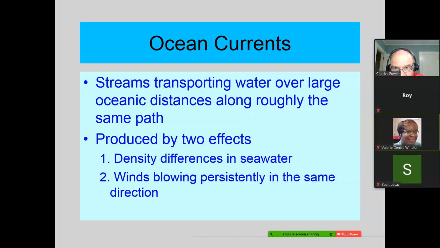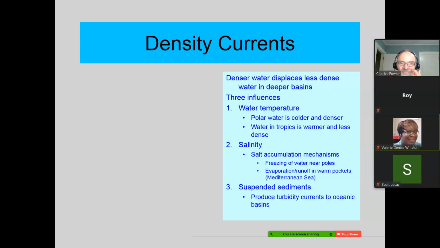That's a generalization. So let's look at those density currents first. The denser water displaces less dense water in the deeper basins. It's a lot like what we call the stack effect in temperatures: warm air rises, cold air comes underneath. We saw it in weather, we saw it lots of places. That's what happens: the denser water goes down there, pushing the less dense water up.